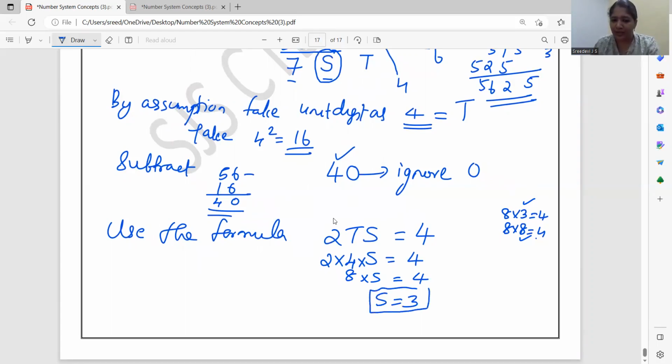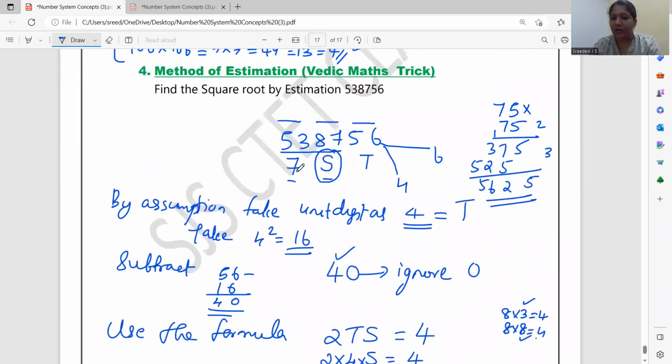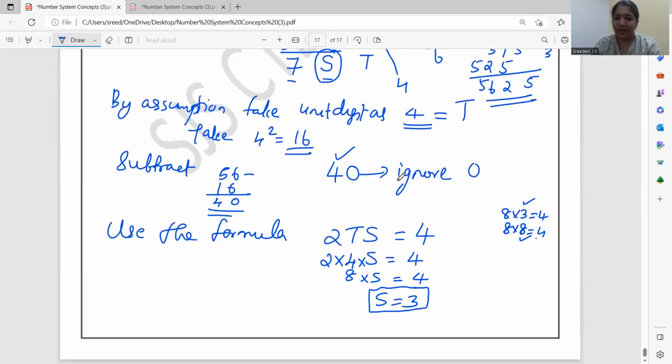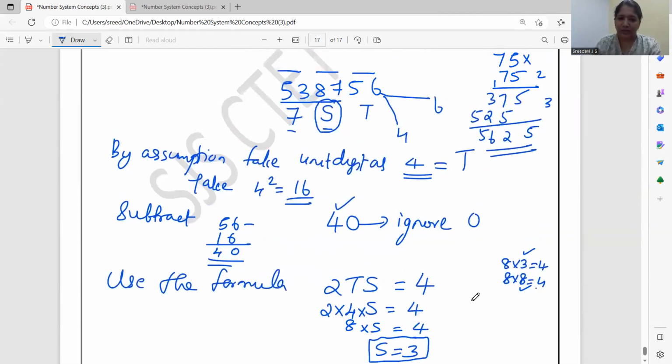You have to decide that by checking the first two numbers multiplied, almost near to it. You just take 75. If 8 is coming, 85 into 85 you check. If 4 is coming, 45 into 45 you can check. In that way you will get S as 3. So what is the number actually coming? First digit is 7, second digit is 3, and the third digit is 4.